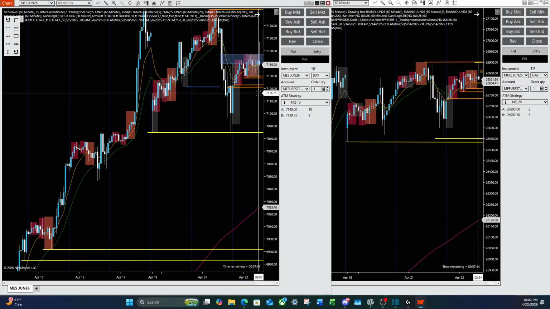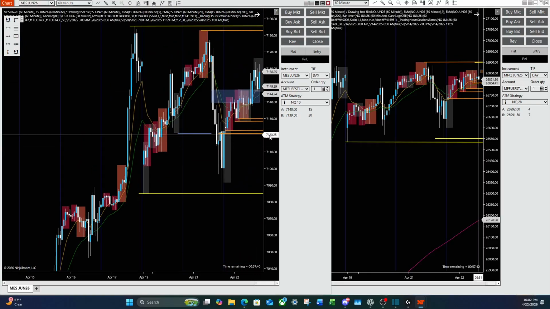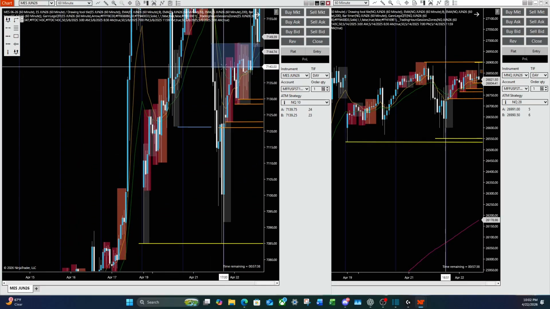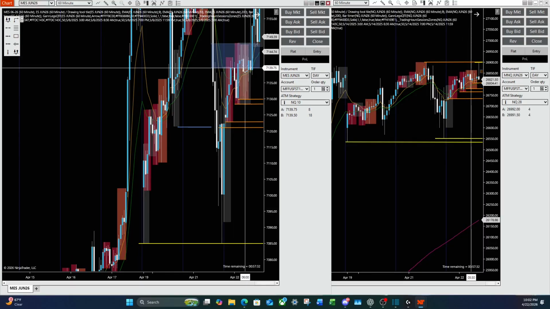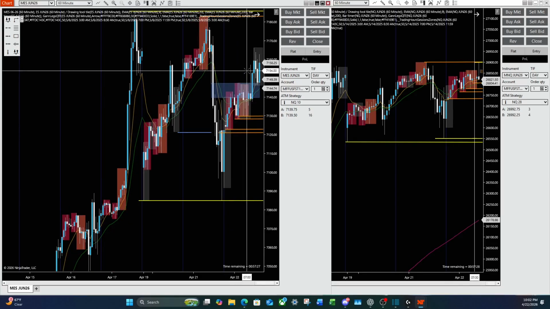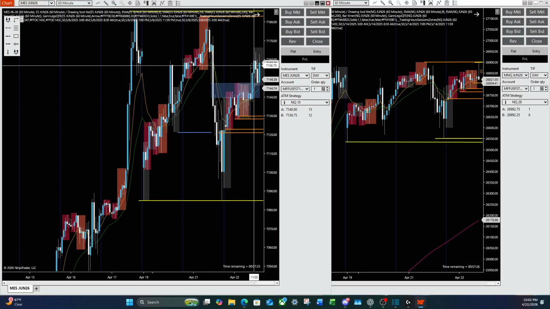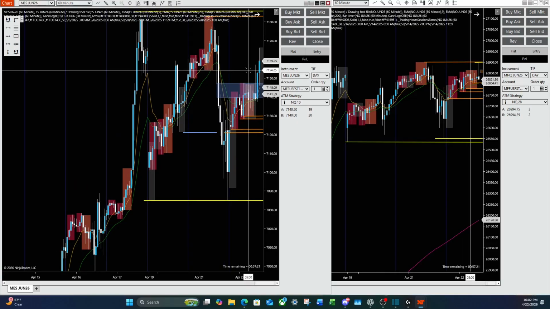We never broke structure back to the upside because we never closed above this high. We put in new highs, but never closed above them. This high here becomes our new high. We never closed above it, coming into really until 11 o'clock.